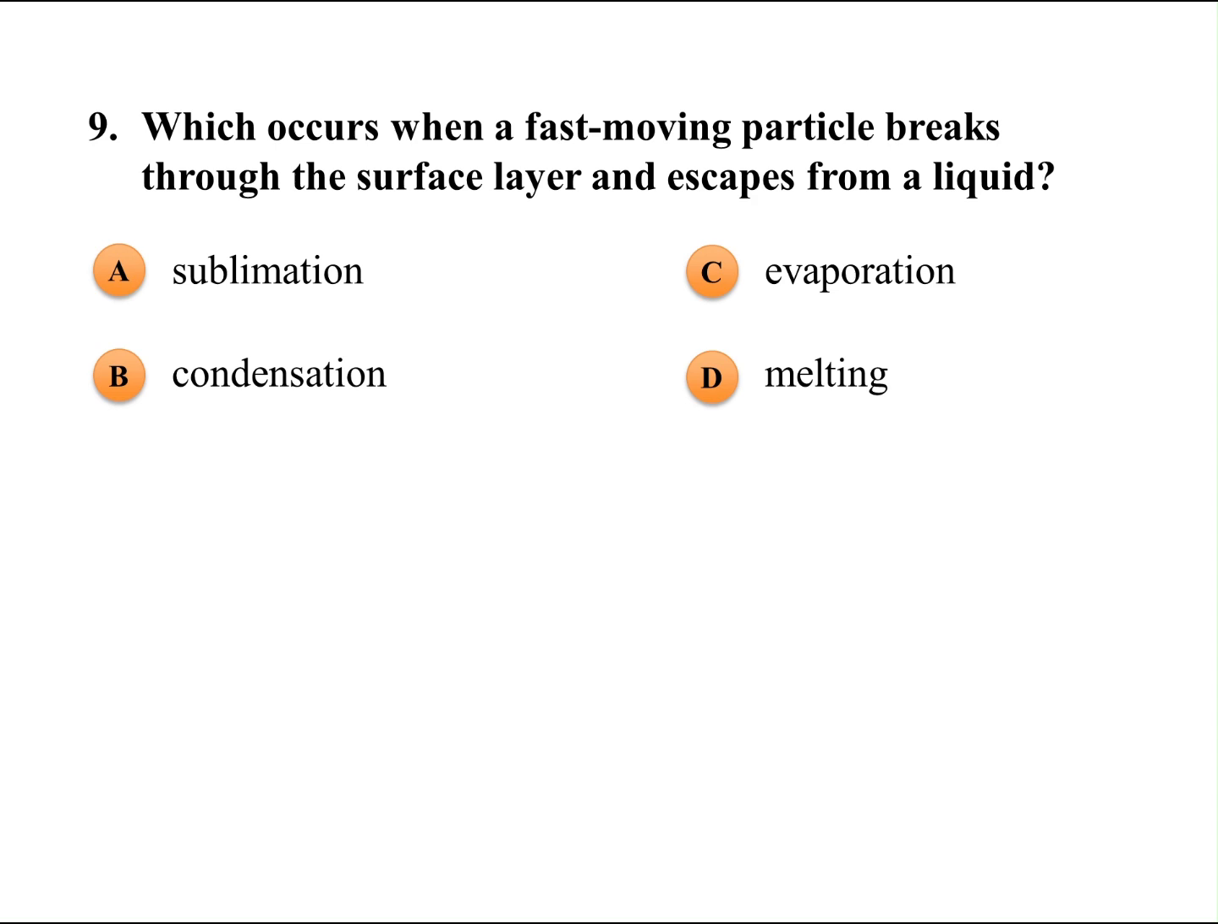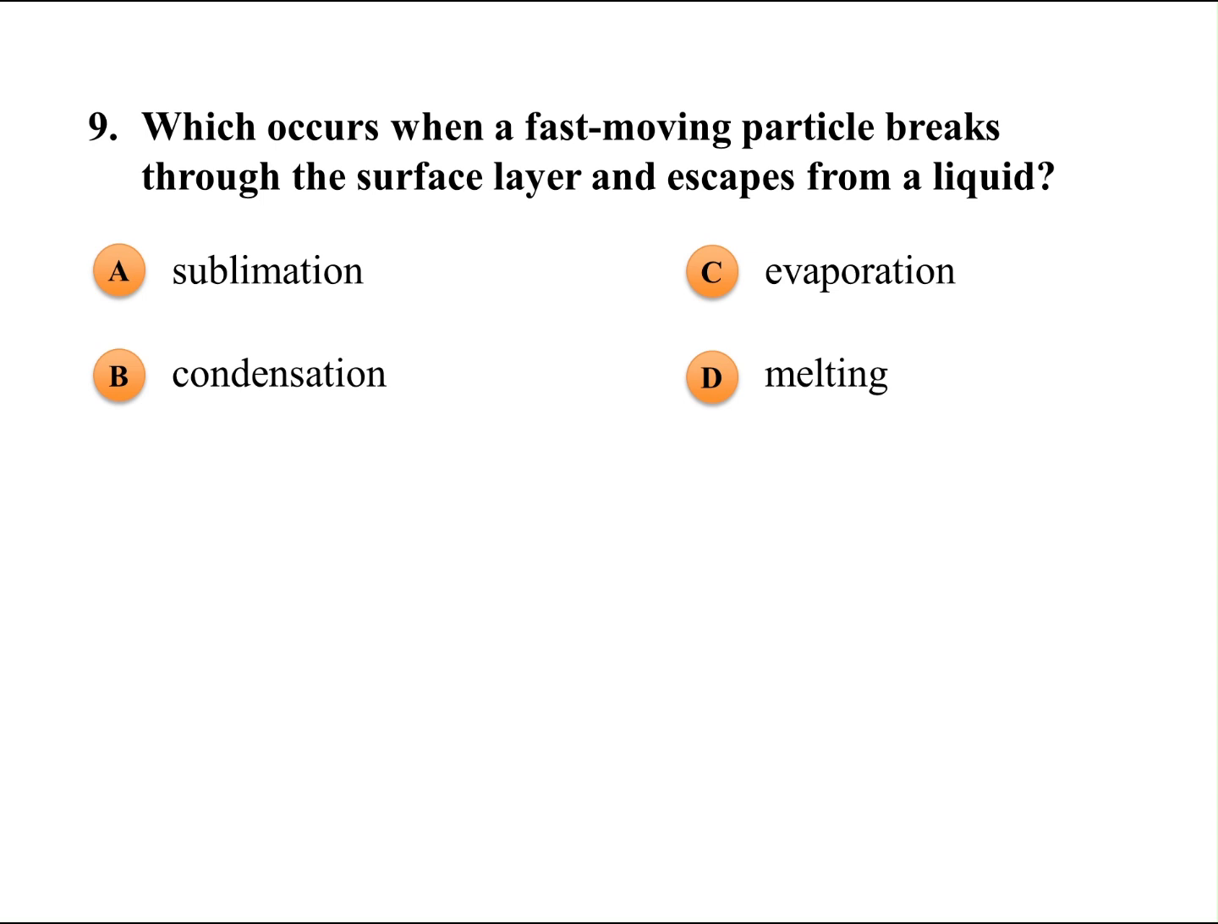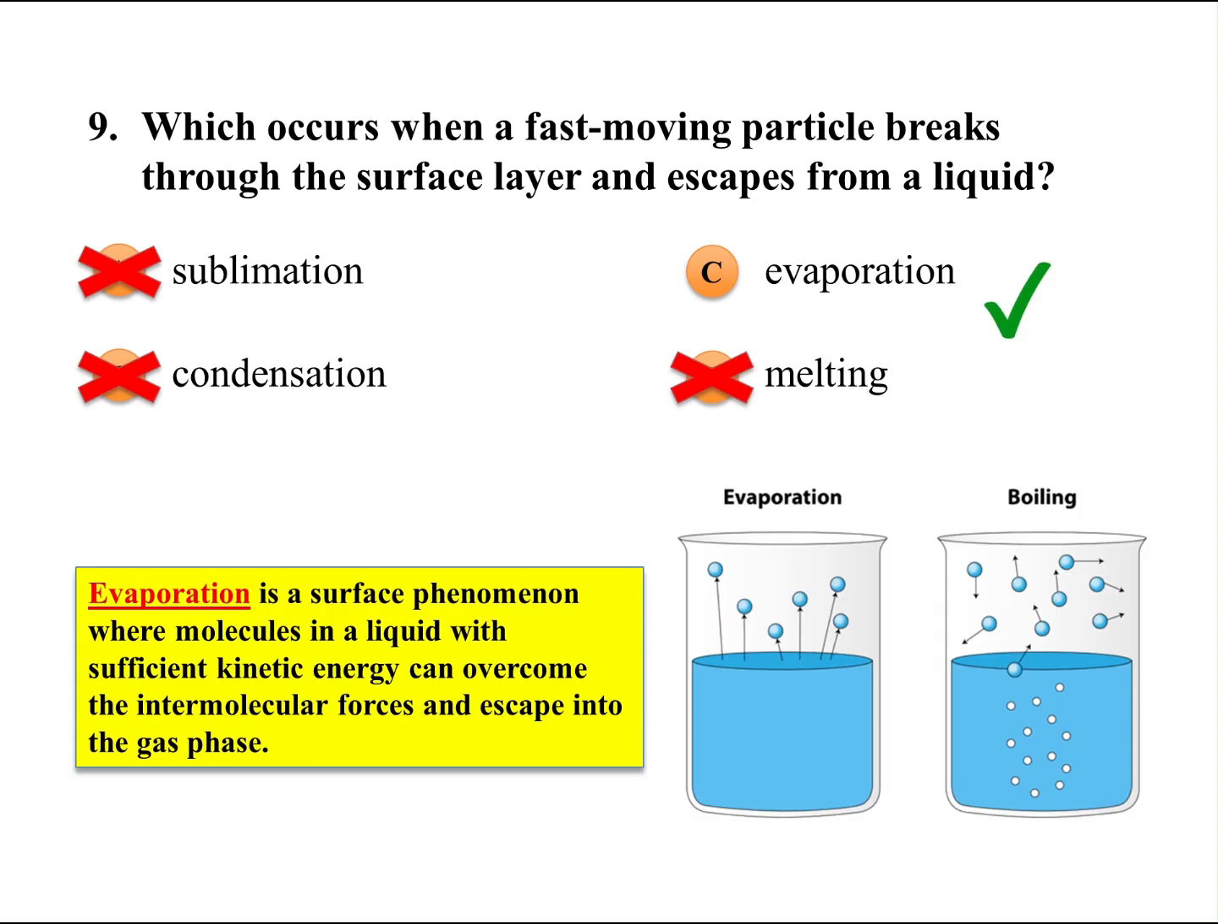Which occurs when a fast-moving particle breaks through the surface layer and escapes from a liquid? The correct answer is C, evaporation. Evaporation is a surface phenomenon where molecules in a liquid with sufficient kinetic energy can overcome the intermolecular forces and escape into the gas phase. But boiling is the same as evaporation, but occurs throughout the whole liquid.